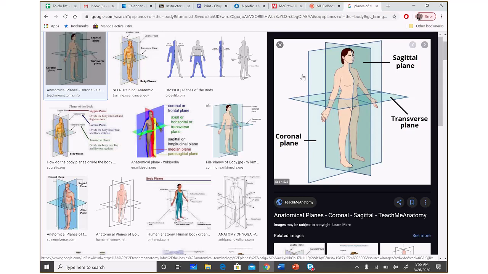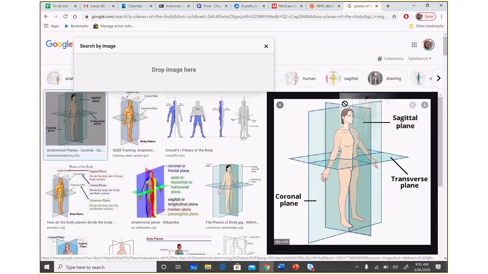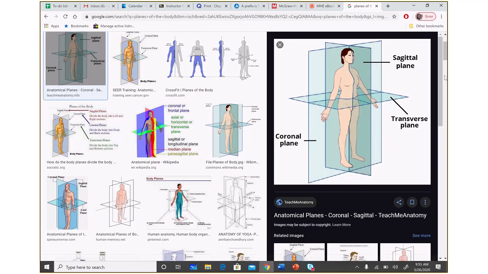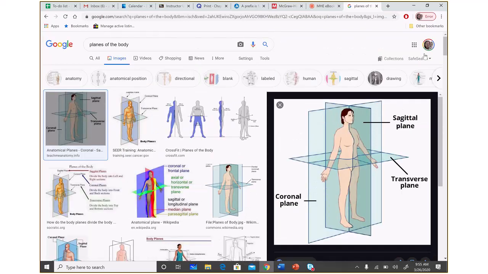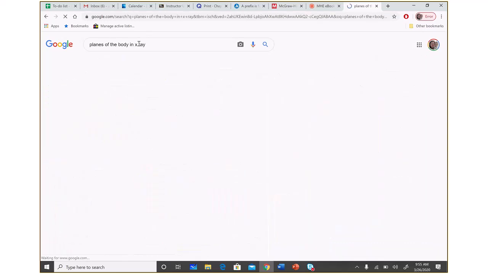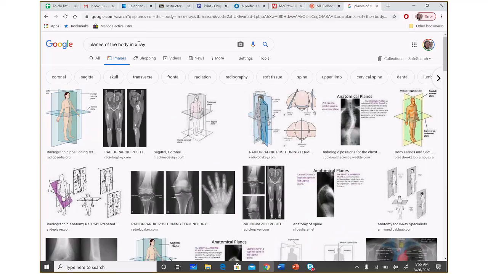Then our coronal plane, or frontal plane, comes in sideways. On this picture, it's the dark blue one, and it divides us into a front half and a back half. Why this is important is mostly when we talk about images.